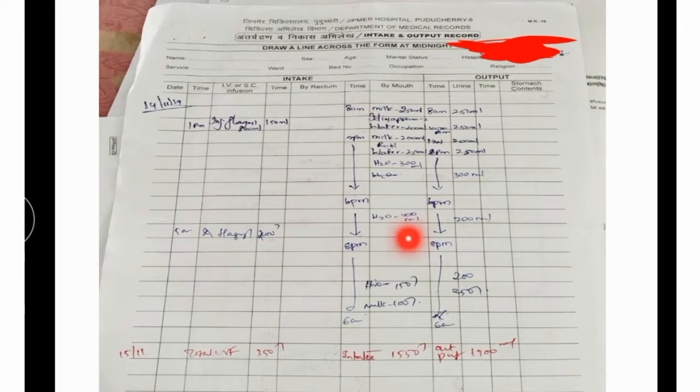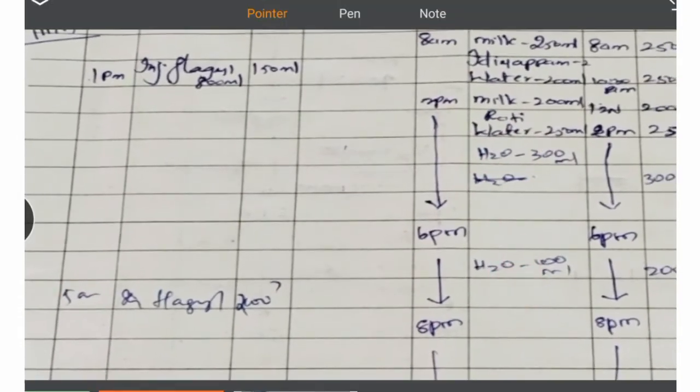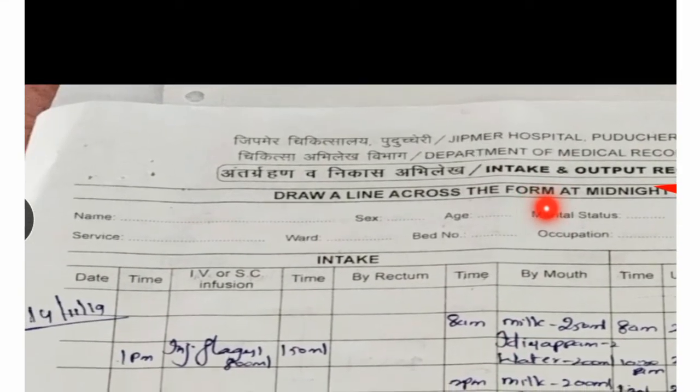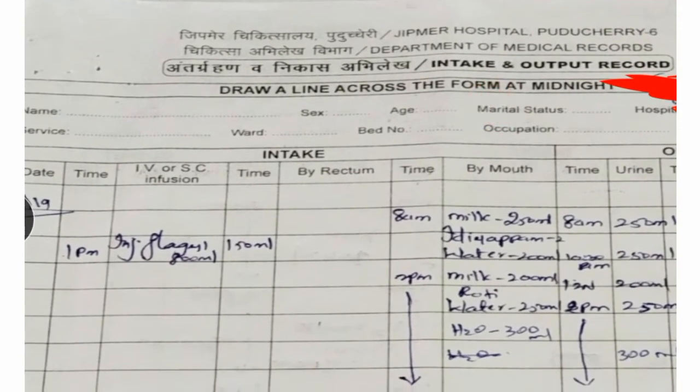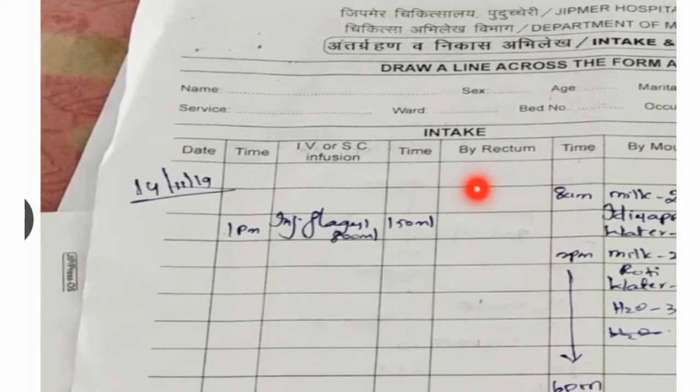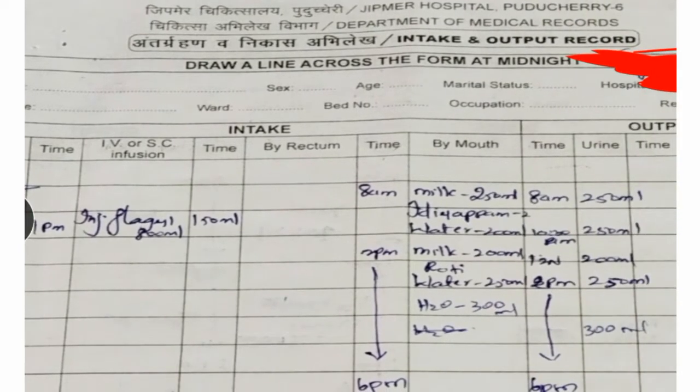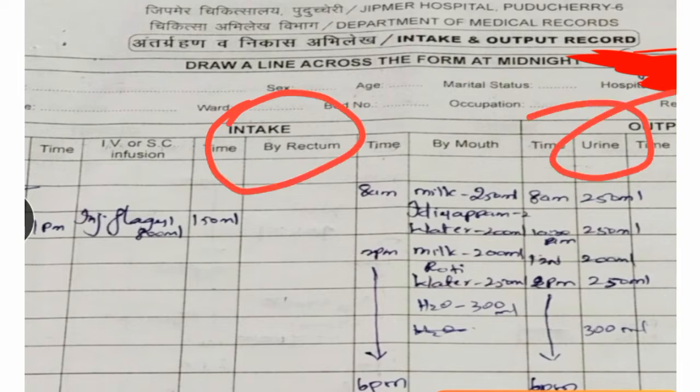So this is the intake output chart. What are the components of it? We will see in this. First, on any chart we need to write the name, sex, marital status, bed number, ward number, and hospital number. Then there will be two main columns. One will be for intake, another for output.